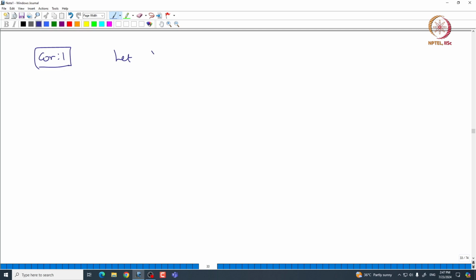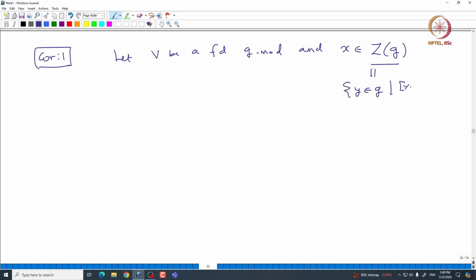So, let us again start with V being a finite dimensional G-module, and let us take x from the centralizer of G. Okay. More generally, if we know what the universal enveloping algebra is, then one can take x from the universal enveloping algebra. But anyway, we will introduce the universal enveloping algebra in later classes. Now, for the time being, you can take it to be the center of G, which is by definition those y in G that commute with all the elements of G.